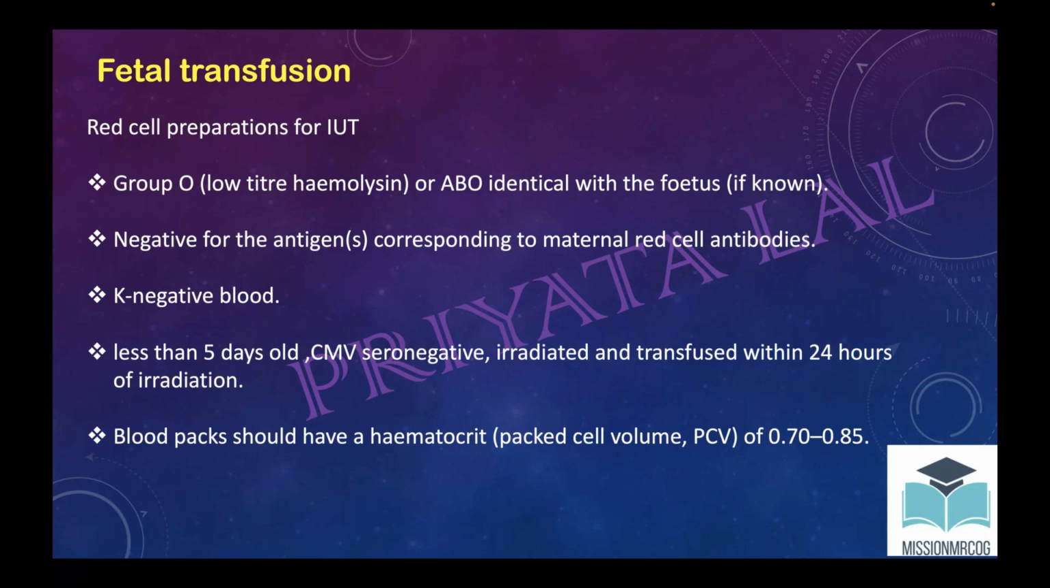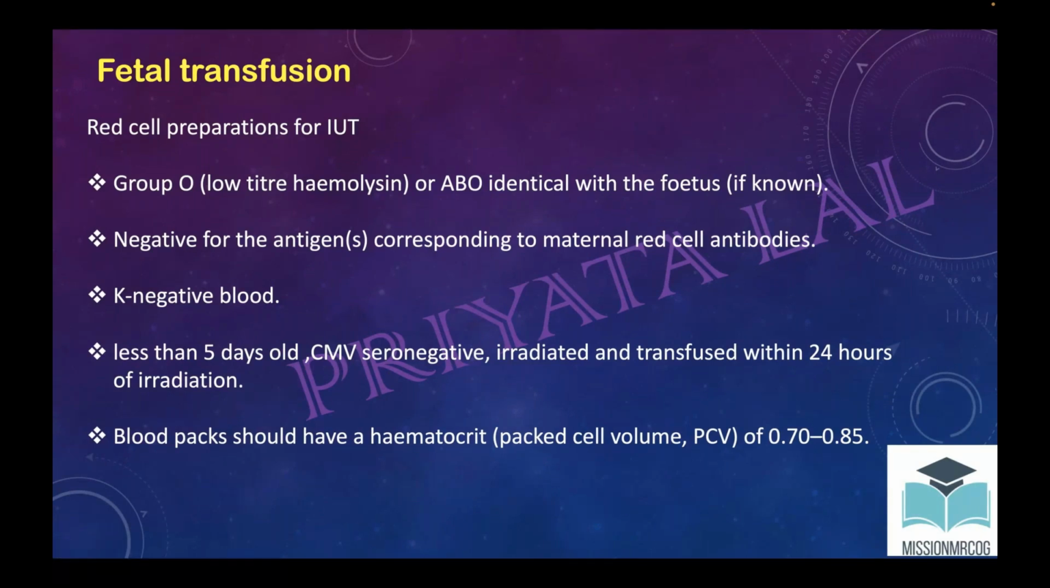So first they will take a fetal sample and try to detect the blood group. If we know the fetal blood group, then for IUT we'll take blood that is ABO identical to the fetus. But if we don't know it, then it is group O. It should be negative to all antigens for which the mother has antibodies, whether C, D, K. If the mother has an antibody, that antigen should not be there, because we know there would be a reaction. It should be K negative.